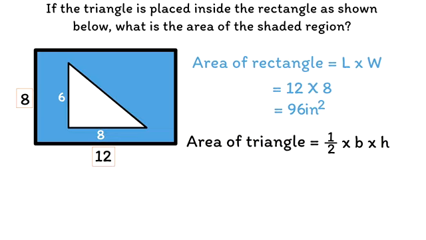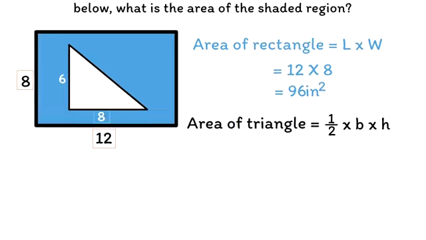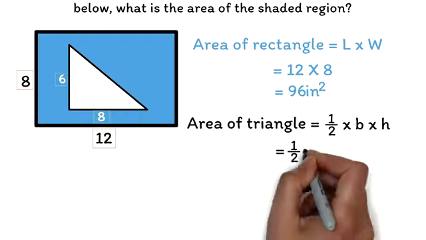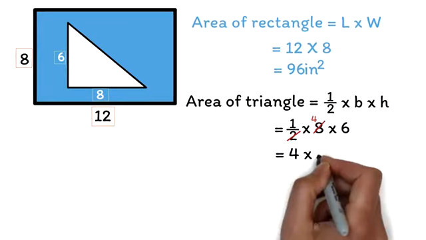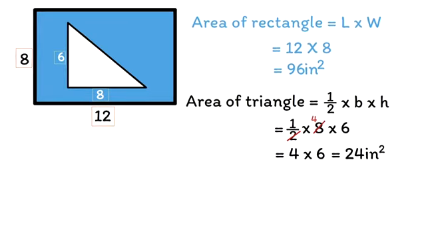Now let's also look at the area of the triangle, and that is half times base times height. With the diagram given, the base of our triangle is 8 and the height is 6. So we can have half multiplied by the base, which is 8, times the height, which is 6. 2 goes into itself once, but into 8 4 times. And this gives us 4 times 6, which is 24 inches squared.